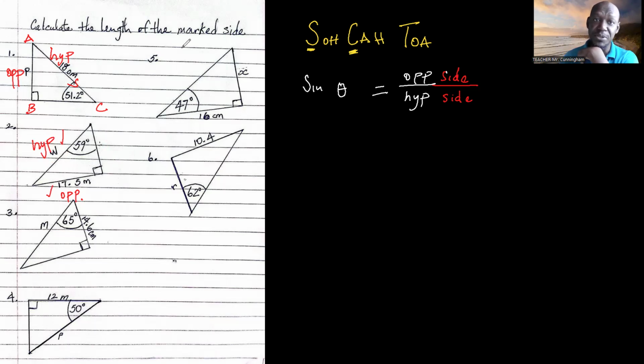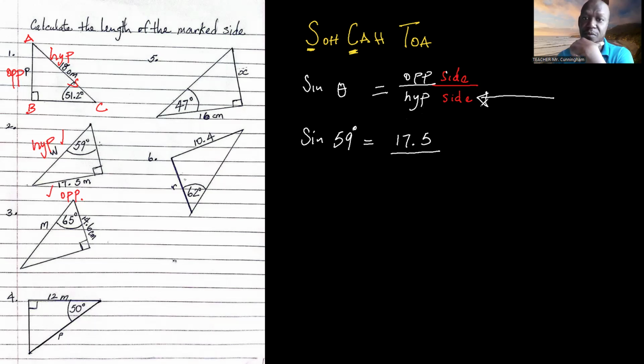What rule has opposite, Kyla, and hypotenuse? What rule has opposite and hypotenuse? Sine, sir. Sine, thank you. And we already wrote that down. So we're going to put sine 59, which is the angle, is equal to opposite 17.5 divided by, what's the hypotenuse? We found out that the opposite side is 17.5. The side we want to find is W, so we'll just call it W.